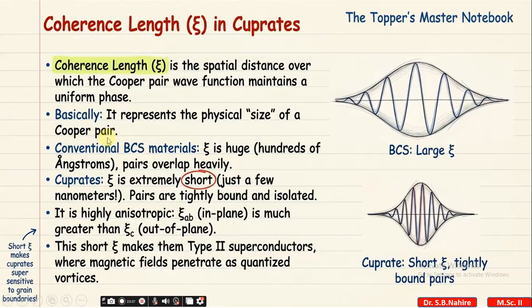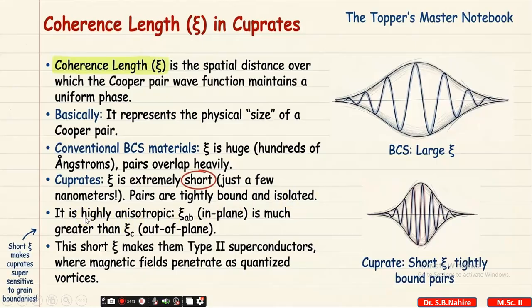Now, let us compare two cases. First, in conventional BCS superconductors, the coherence length is very large. It is of the order of hundreds of angstroms, which means Cooper pairs are spread over a large distance and overlap significantly. Now, second case. In cuprate superconductors, the coherence length is extremely short. It is only a few nanometers. This means the Cooper pairs are tightly bound and more localized.